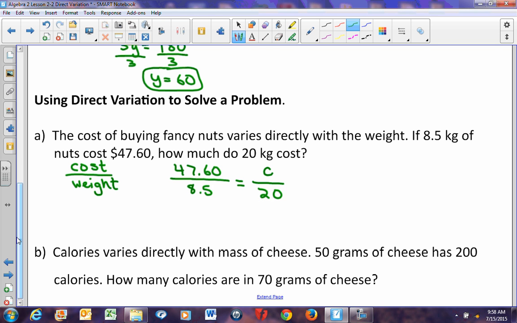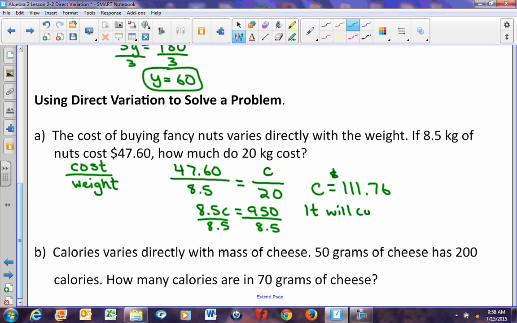If I cross multiply, 8.5C is going to equal 950. Divide by 8.5. C will equal 111.76, so $111.76. And we should write this in a complete sentence. So it will cost $111.76 for 20 kilograms of nuts.